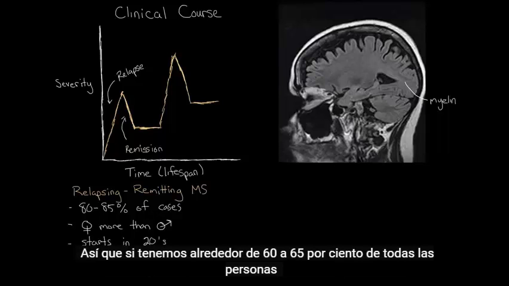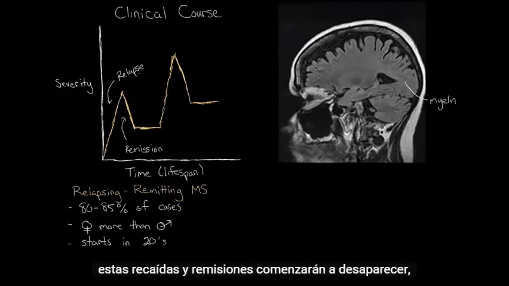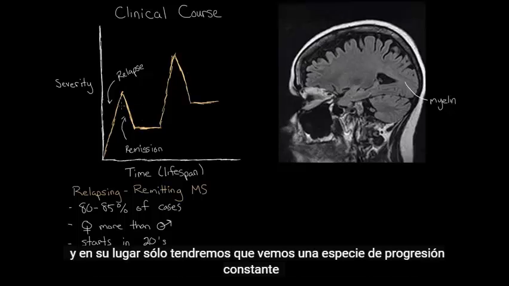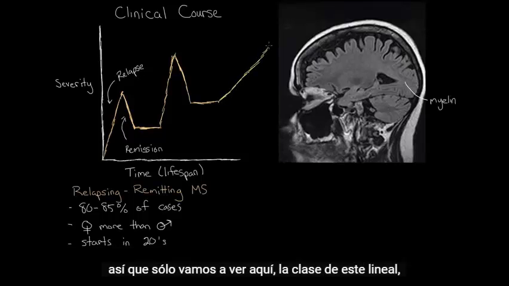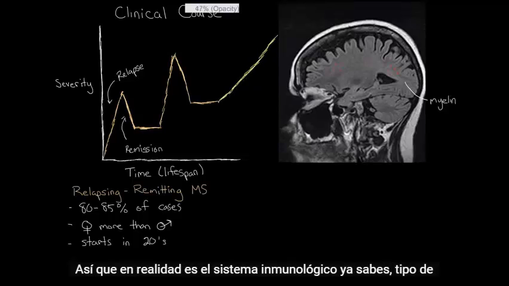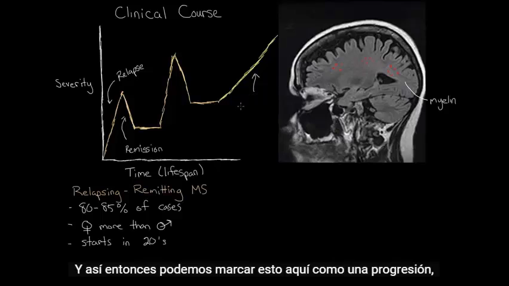So if we take about 60 to 65% of all of those who have relapsing remitting MS, what we'll see is that later on in their life, these relapses and remissions will start to go away, and instead, we'll just see a steady progression in the severity of the disease. So we'll just see here this linear, steady progression of the disease. So really, the immune system is just hanging around over here. The immune system is around here, and then it starts to really just chip away at the person's brain for most likely the rest of their life. And so then we can mark this over here as a progression.